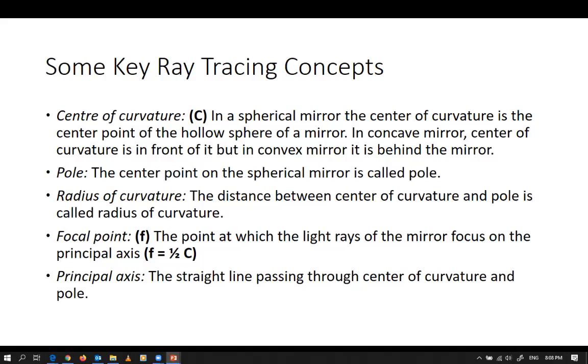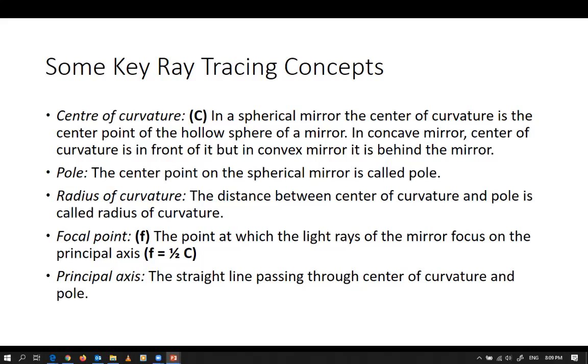The last part is the principal axis, and this is the straight line you'll typically see that passes through the center of curvature and strikes the pole. This is typically what we would consider to be the line of sight with respect to the eyeball or whatever the viewing object is.